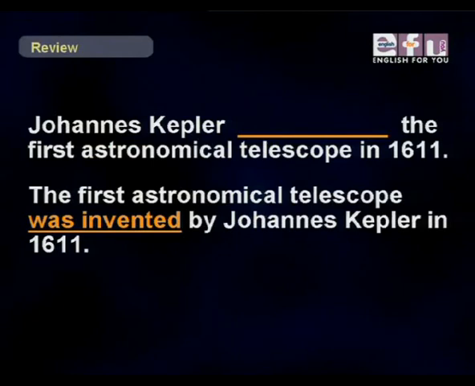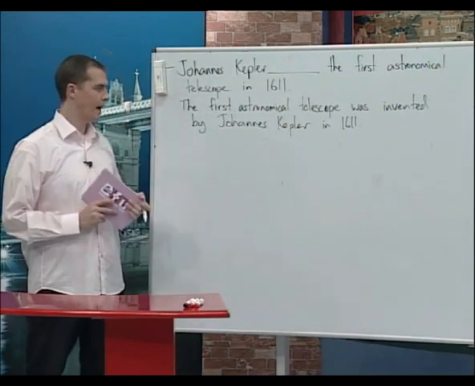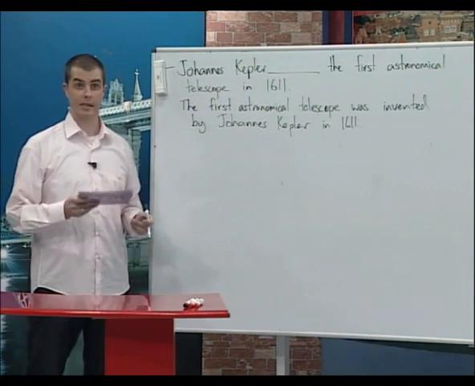Good. The first astronomical telescope was invented by Johannes Kepler in 1611.